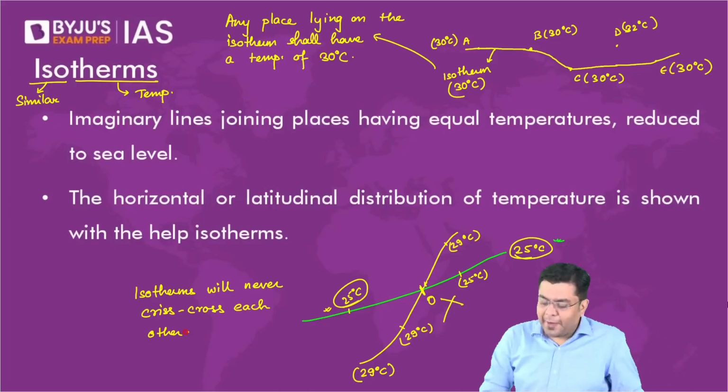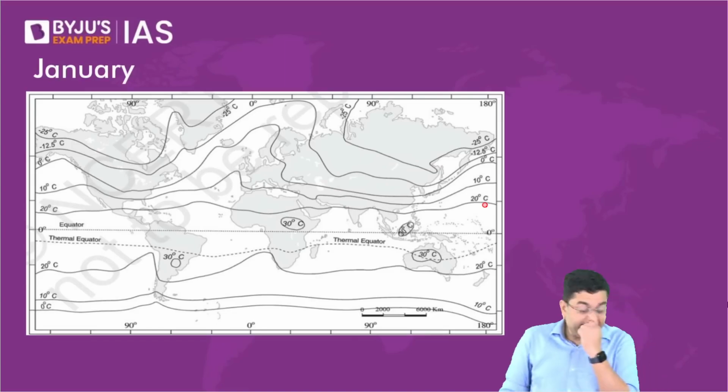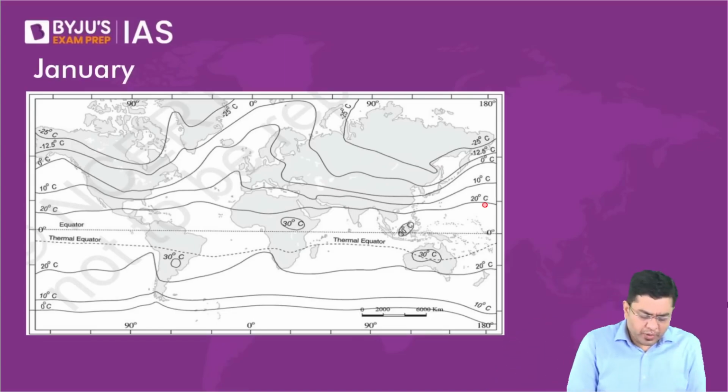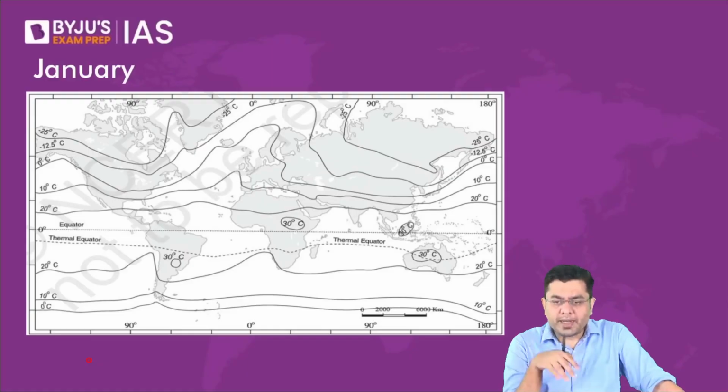Here the horizontal or latitudinal distribution of temperature is indicated with the help of isotherms. Now let us study this map. With this map, I also want to show you that from a particular map you can always extract a much greater amount of information than what is apparent. So this is the isothermal representation of the global distribution of temperature for the month of January. January is winter in the northern hemisphere and summer in the southern hemisphere.